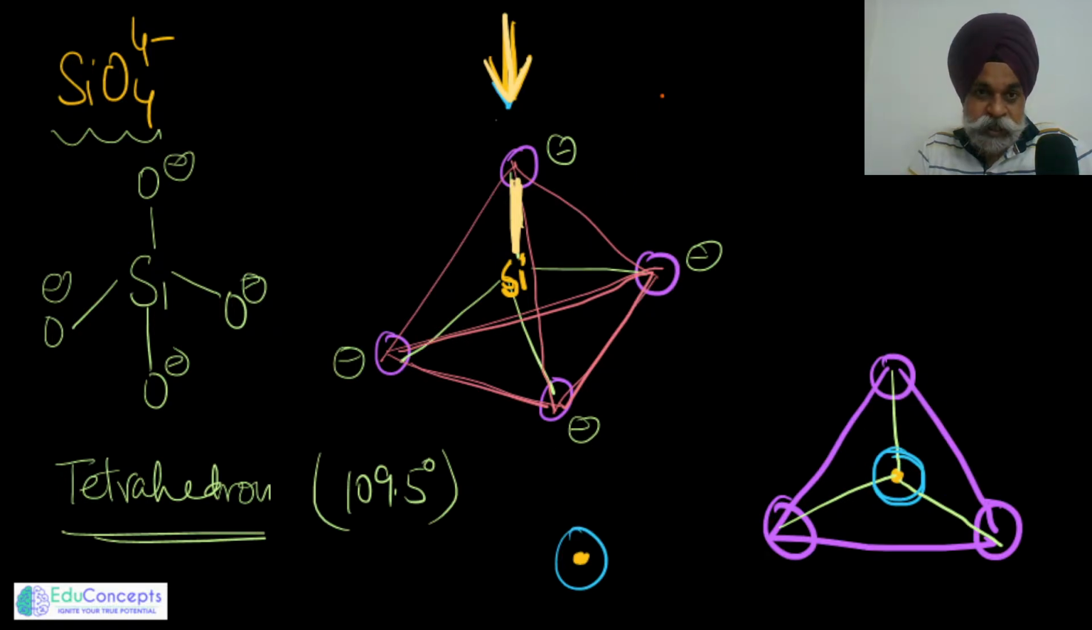Secondly, many people make the mistake of thinking these are bonds. These are not bonds. I am just showing a tetrahedron structure, to show that the oxygens are present at the corners of a tetrahedron.